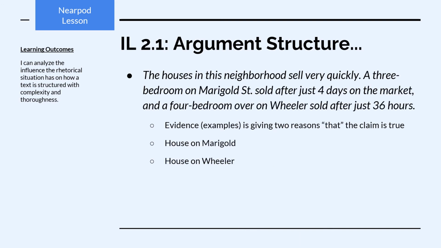But looking at our second sample argument here, the houses in this neighborhood sell very quickly. A 3-bedroom on Marigold Street sold after just 4 days. A 4-bedroom on Wheeler sold after 36 hours. Here, our evidence, our couple of examples, are not giving reasons why but showing that the claim is true. The houses in this neighborhood sell very quickly. For instance, the house on Marigold sold this fast. The house on Wheeler sold this fast. Those are each examples that demonstrate that this claim is true.